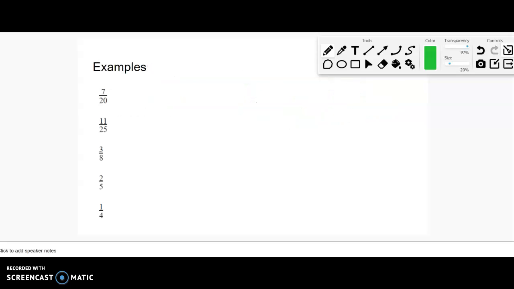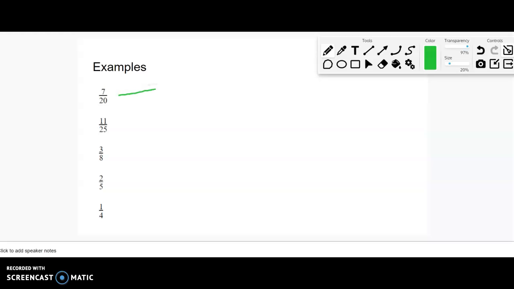For example, 7/20. How do I write that as a decimal? It is not 0.7, okay? That is like the number one mistake that students make, and just know it is not that. None of these denominators are 10, 100, or 1,000, so it's not going to go directly to a decimal.